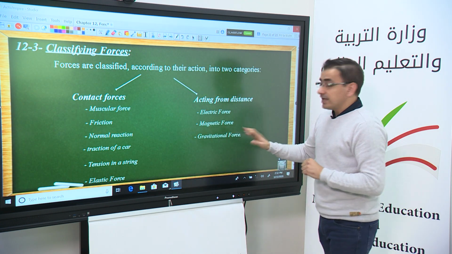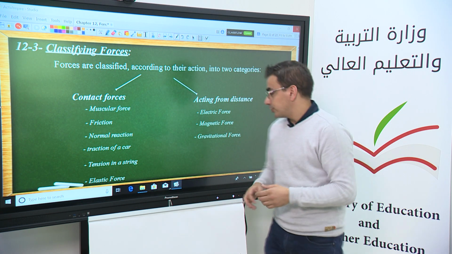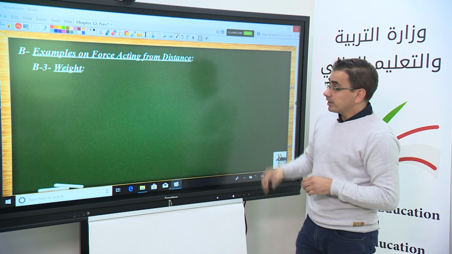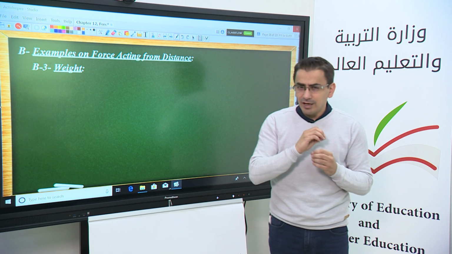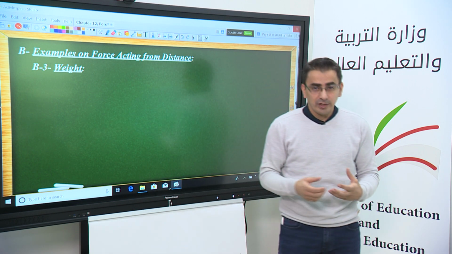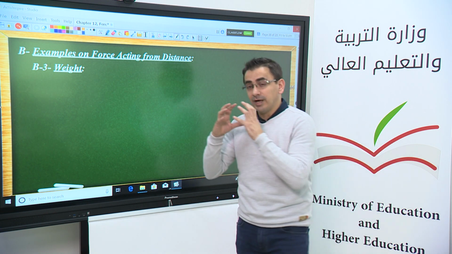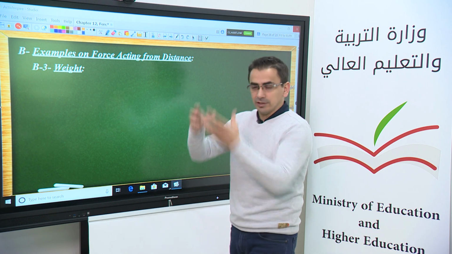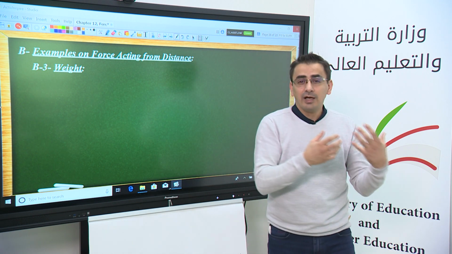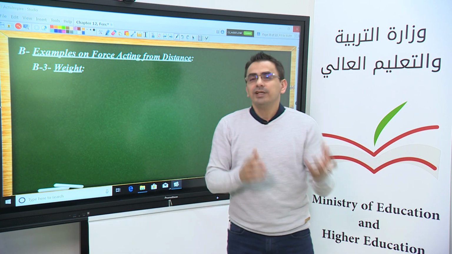Another force is the gravitational force. This force we will stop at for a bit. Gravitational force, and in particular we focus on weight. So what is weight? Weight is a gravitational force that is exerted by a planet or an object in space on another object placed on it. Let's stop for a moment to talk about what gravitational force means.